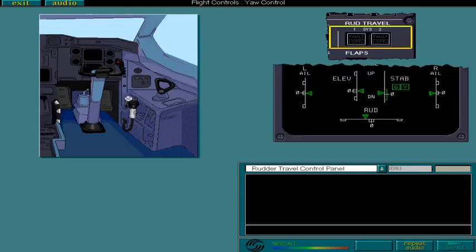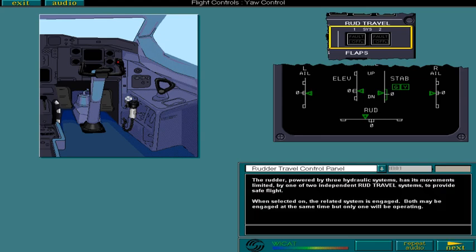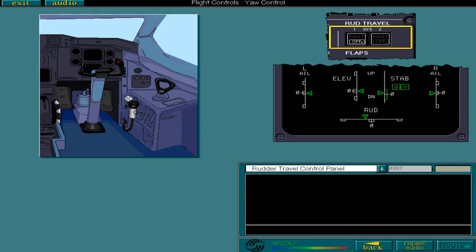The rudder, powered by 3 hydraulic systems, has its movements limited by one of 2 independent rudder travel systems to provide safe flight. When selected on, the related system is engaged. Both may be engaged at the same time, but only one will be operating. If a system fails or is switched off, it is automatically disengaged and the other one takes over.